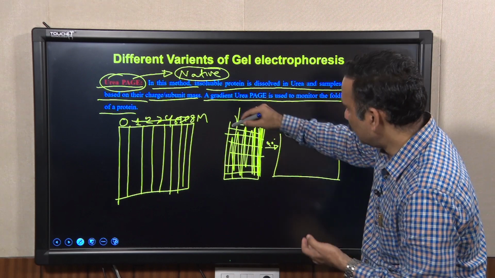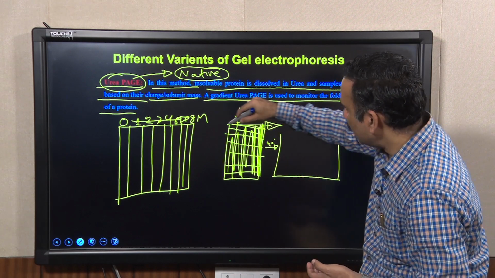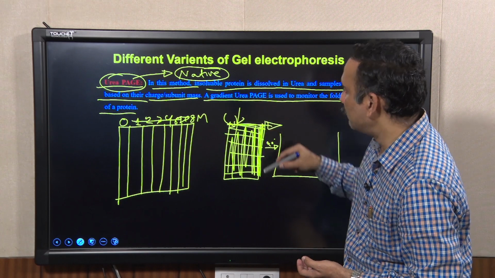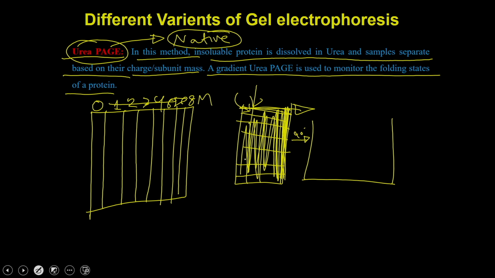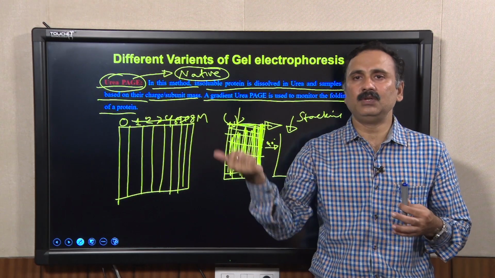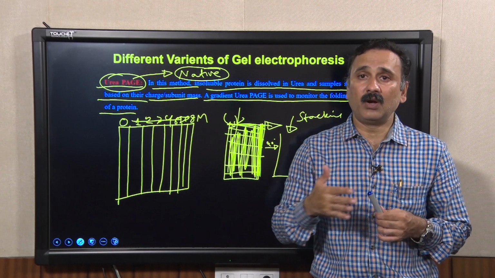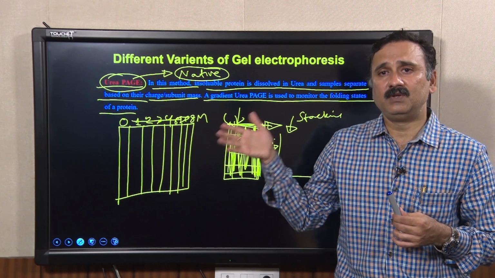So, when you rotate, you have to block from the top as well, and then you start pouring from the top, and first you fill this one, this one, this one, this one, this one, like that. Okay. So, once you are done with the casting all the way up to the end, then you can rotate it back again, and then you can start pouring the stacking gel, put the comb and cast the different wells, and then you just load the proteins which have already been incubated with different amounts of urea.